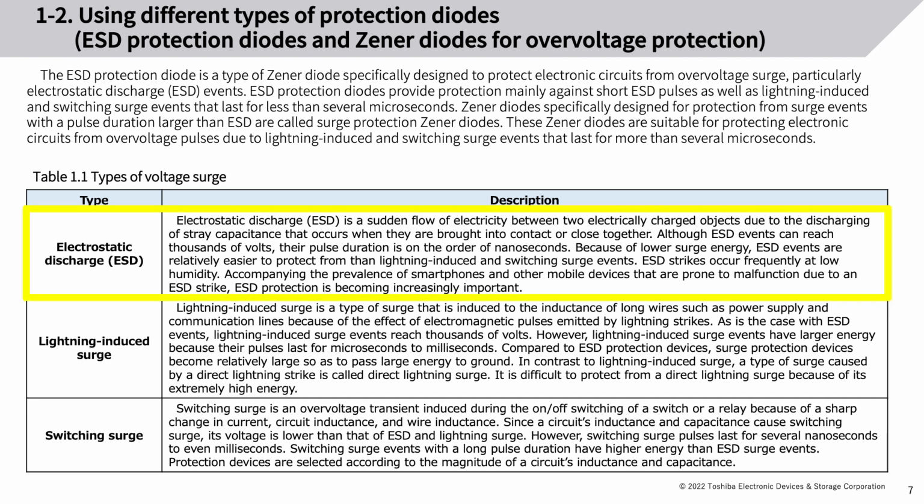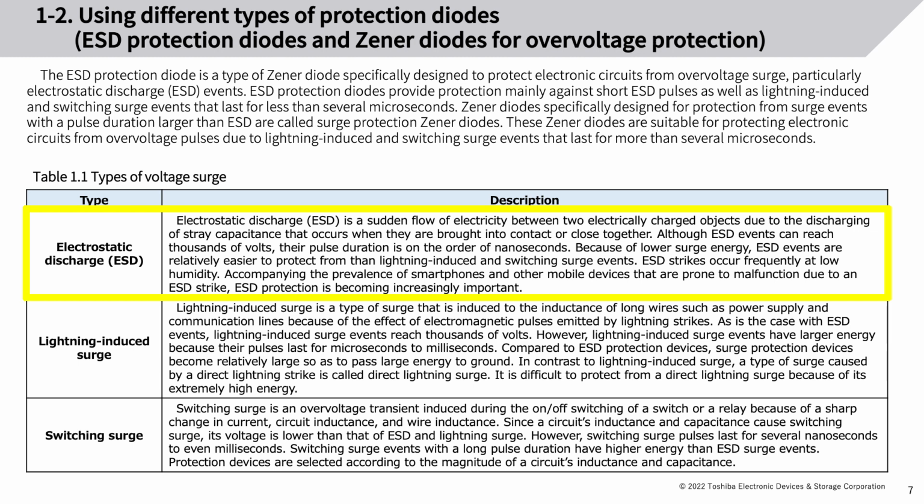Electrostatic discharge, ESD, is a sudden flow of electricity between two electrically charged objects due to the discharging of stray capacitance that occurs when they are brought into contact or close together. Although ESD events can reach thousands of volts, their pulse duration is on the order of nanoseconds. Because of lower surge energy, ESD events are relatively easier to protect from than lightning-induced and switching surge events. ESD strikes occur frequently at low humidity.